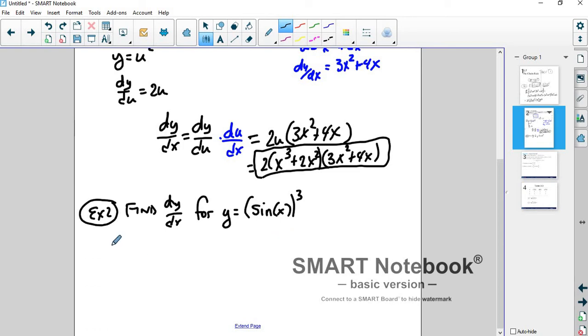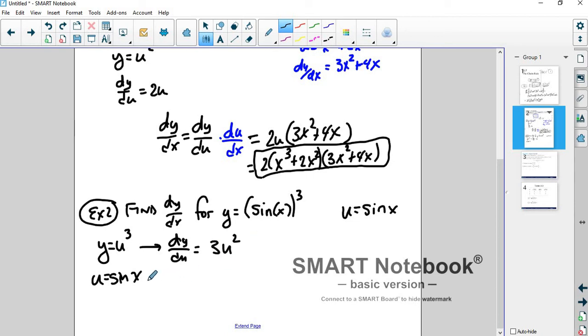Okay, so playing the role of u is the inside function sine of x, and so we get y is equal to u cubed, and u is equal to sine of x, and so dy/du is 3u squared. What about the derivative of sine? We just did this the other day.